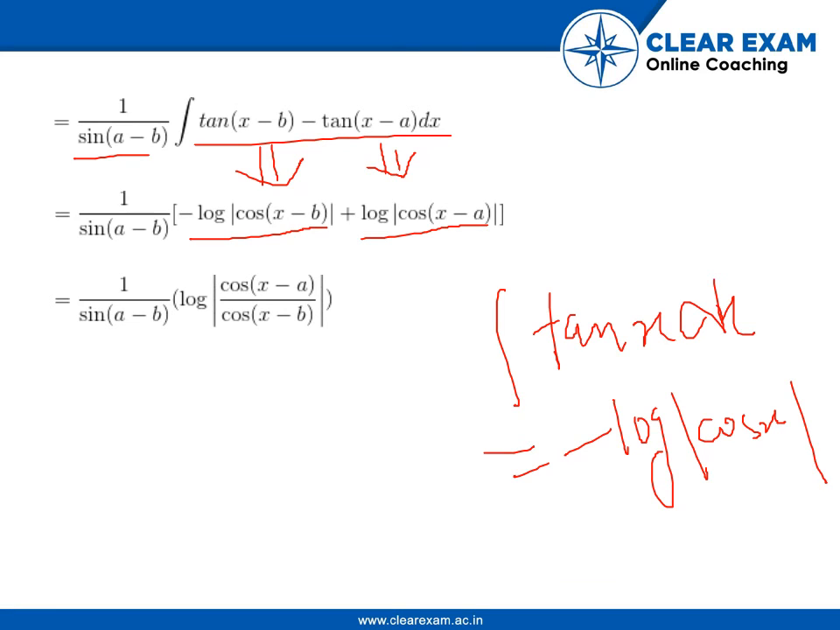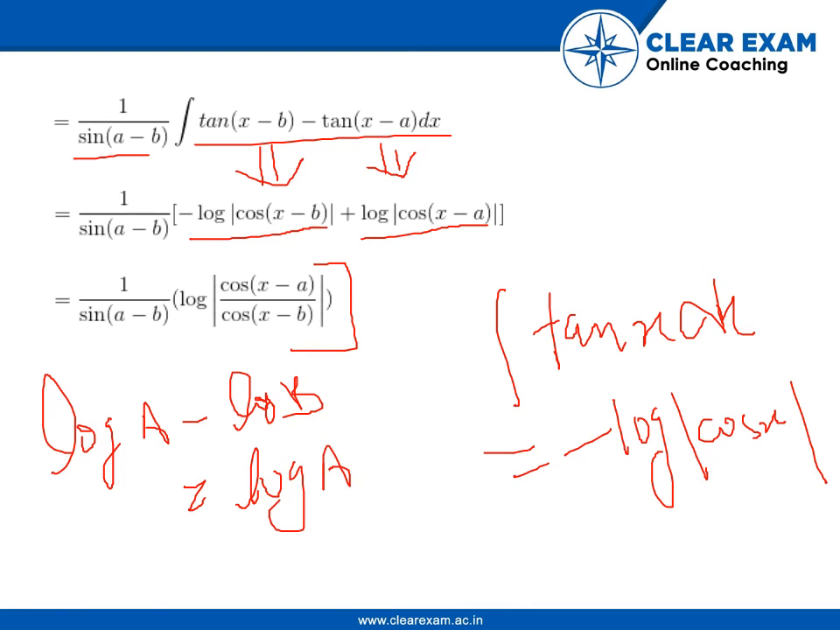So we finally get 1 upon sin(a minus b) times log of cos(x minus a) upon cos(x minus b). You must be wondering how this came. Let me show it. We have taken the help of a logarithmic identity that says log a minus log b is equal to log of a upon b. So we simply use this identity and get this final answer as our integration. So that is it. I hope you all got it. Thank you and have a nice day.